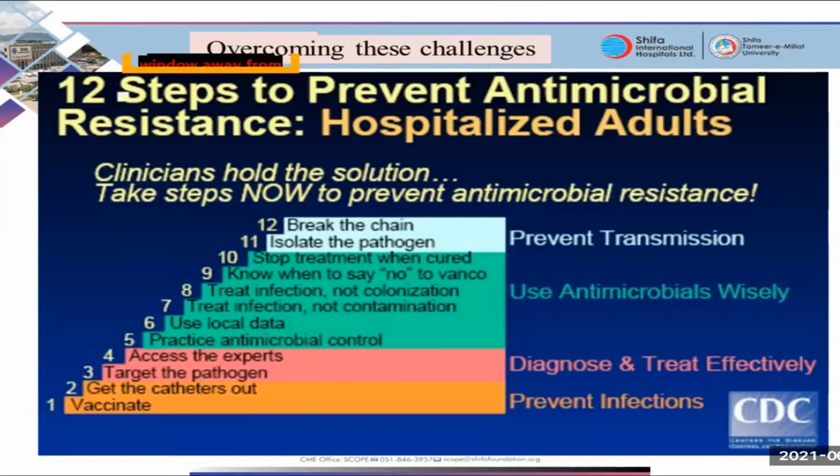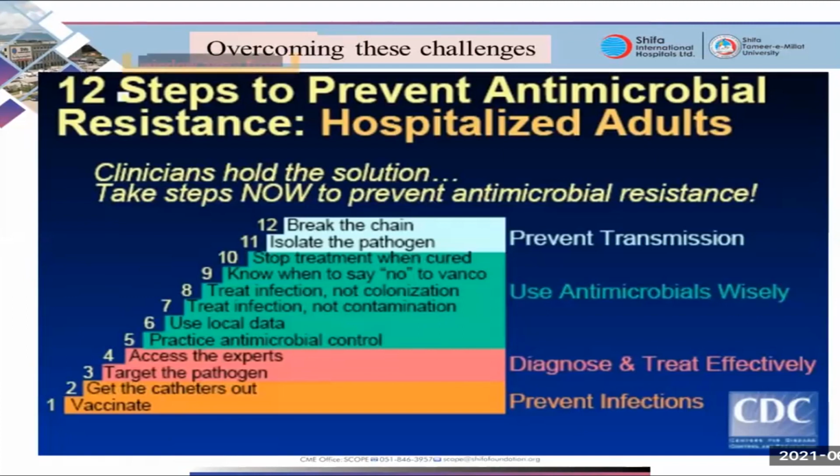Stop treatment when the patient is cured. There is no need to continue just because it is mentioned in a guideline that you have to give it for a certain number of days. You can stop earlier because a number of studies have already proven that shorter duration is equally efficacious.